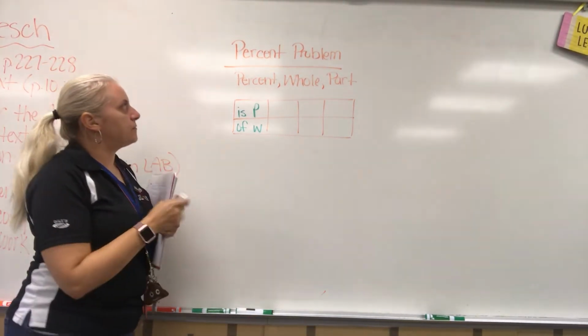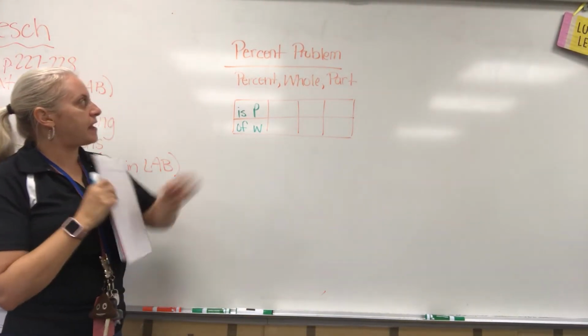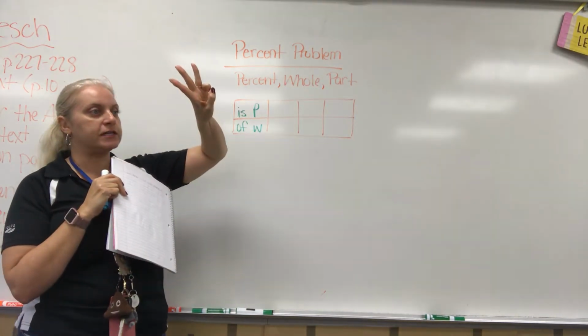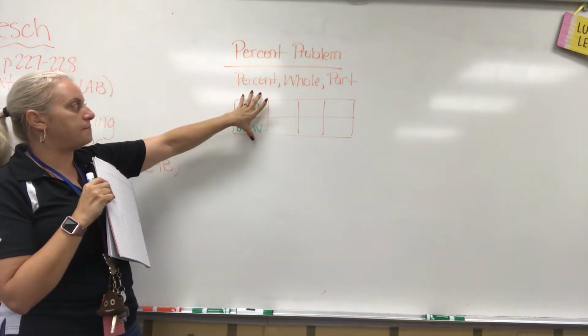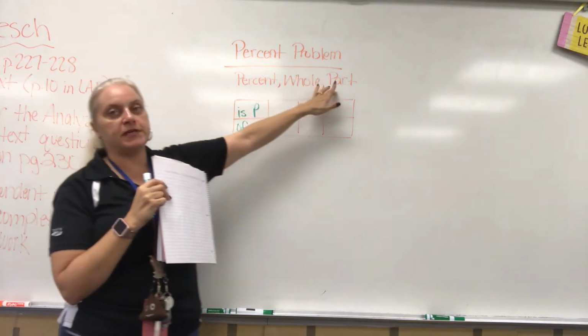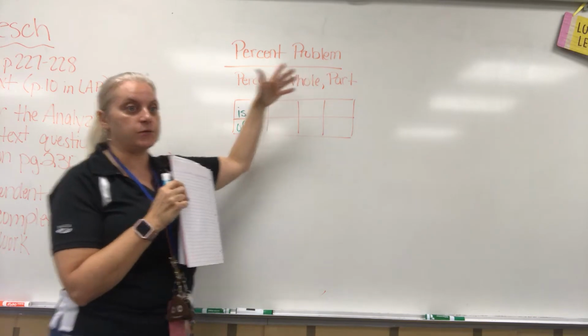Right, so we're going to be working on percent problems, and that includes percent, whole, and part. Those are the three pieces that we're always looking for whenever we're doing the ratio table especially. But whenever we're solving, we have these three pieces, and one of them is going to be missing. So that's what we're solving.